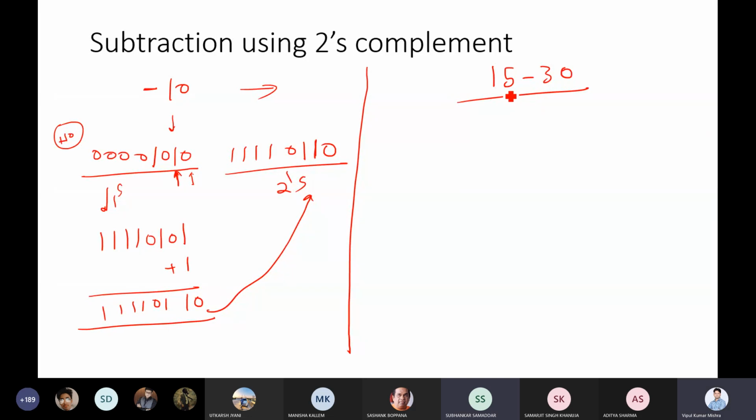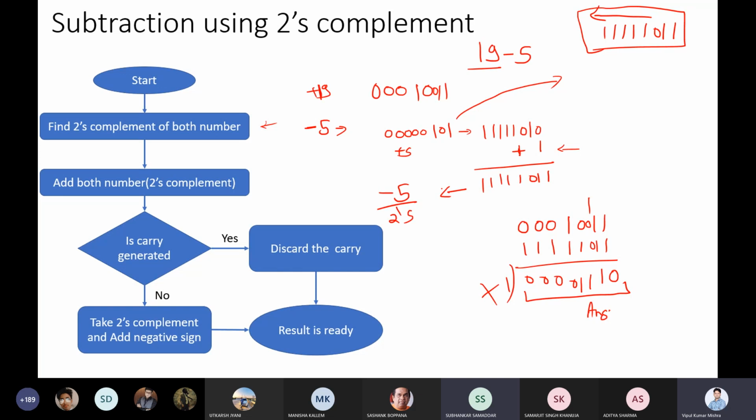No, so once you say 2's complement of both the numbers, but here it is plus 15 and this is minus 30. In case of plus, you do not need to take the complement because plus remains the same. Representation of plus remains the same whatever method you are following. Only the negative number is required to take complement, not the positive number. Sir, can you show the flow chart once? Yeah, of course.